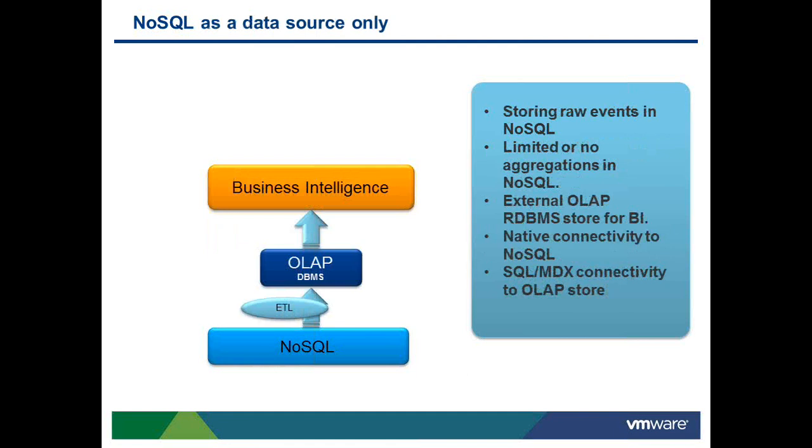And the second pattern is NoSQL as a data source only. It's a kind of reverse pattern to the previous one. Here we talk about NoSQL feeding the data into an OLAP or analytical DBMS, and then the business intelligence talks to the DBMS. In this pattern, we use the traditional ETL. The ETL will have the native connector to NoSQL, and will feed the data into the OLAP DBMS. And the BI, as a traditional BI, can connect to the OLAP using standard SQL connectors and do multi-dimensional analysis.